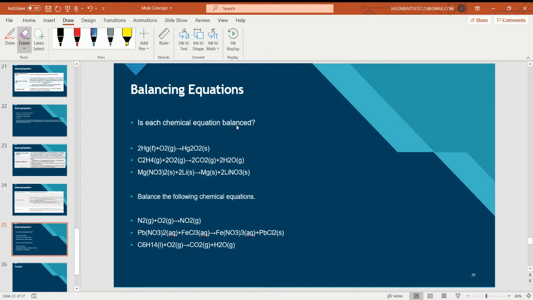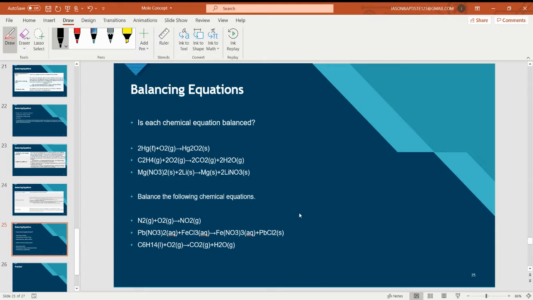We have nitrogen gas reacting with oxygen gas to give us NO2 gas. So look at this. How would we go about balancing this equation now? We have two nitrogens and two oxygens. Now the oxygens are balanced already, but the nitrogens are not balanced. So what we will want to do for this equation is do it like this.